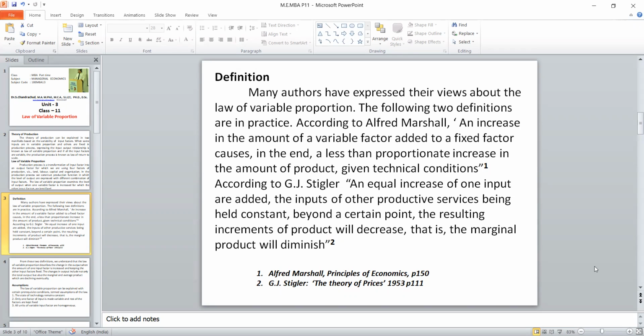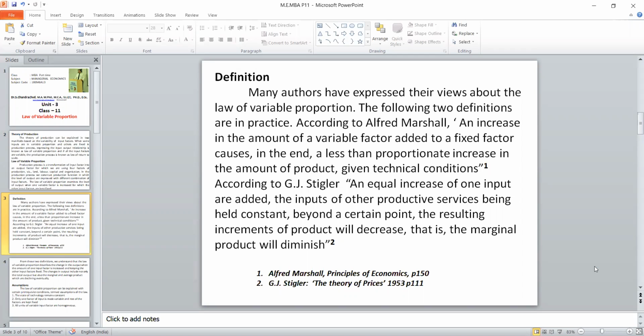I will repeat again. An increase in the amount of variable factor, here the variable factor is the labor, added to the fixed factor, say machine, causes in the end a less proportionate increase in the amount of product given the technical condition. Now it will seem a little unclear. After this class is over, look at this definition once more, it will seem very easy.